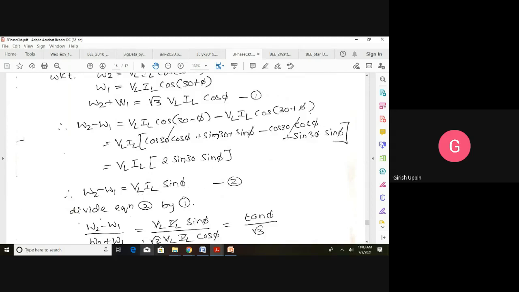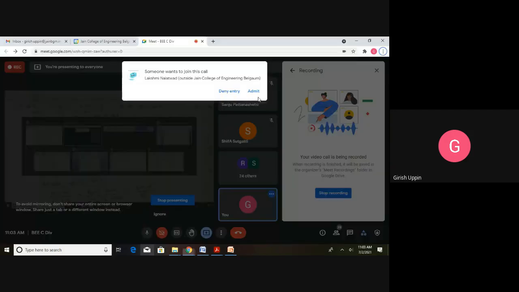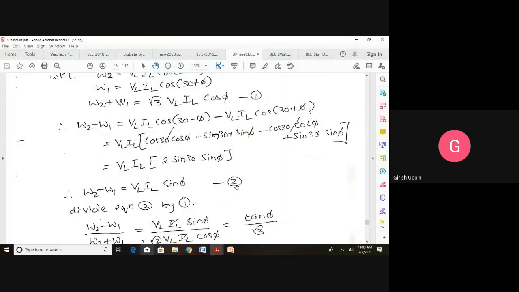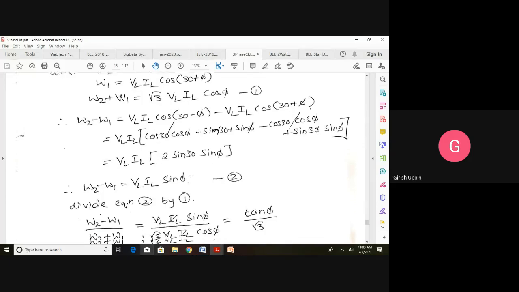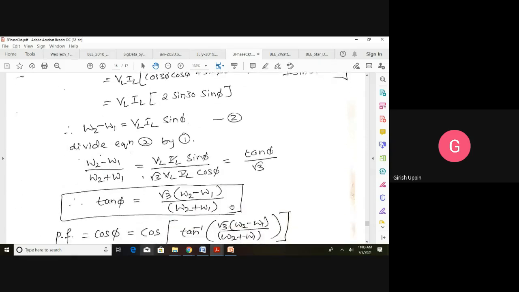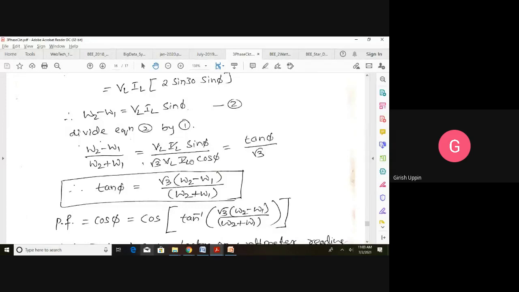If I divide equation 2 by 1, what does that mean? The left hand side of equation 2 will be divided by the left hand side of equation 1, and the right hand side of equation 2 will be divided by the right hand side of equation 1. So what I will get: W2 minus W1 divided by W2 plus W1 is equal to VLIL sin φ divided by root 3 VLIL cos φ. This VLIL will get cancelled. What remains is sin φ by cos φ, which is nothing but tan φ, divided by root 3.